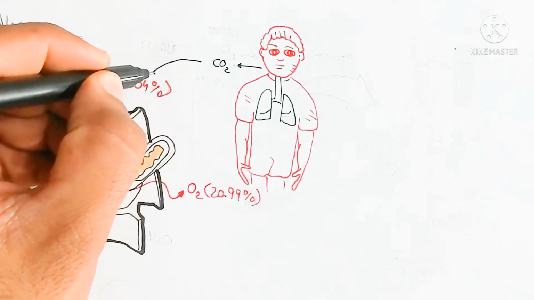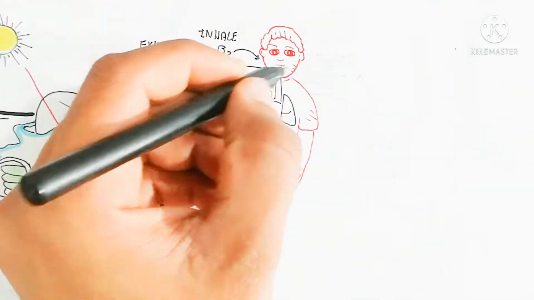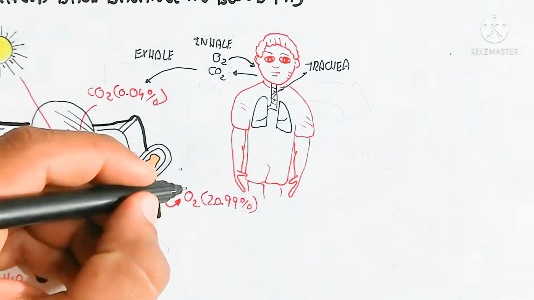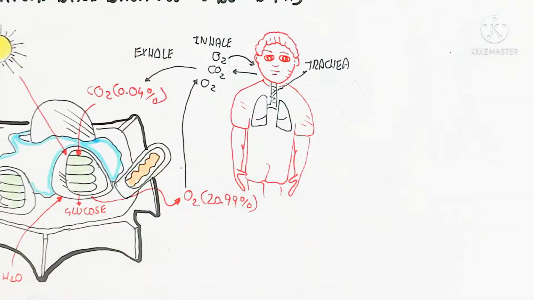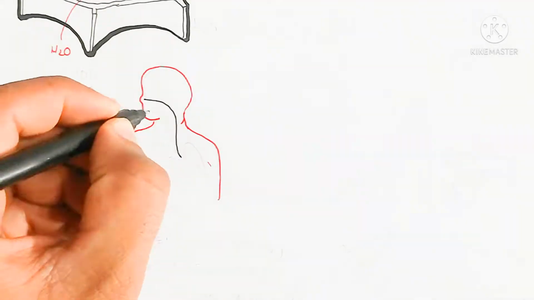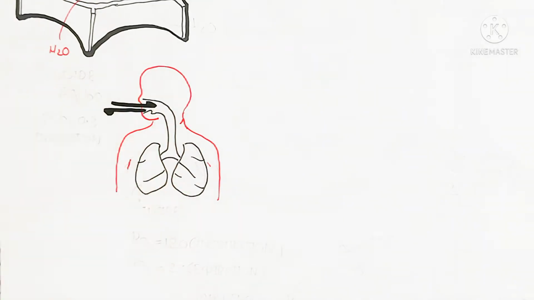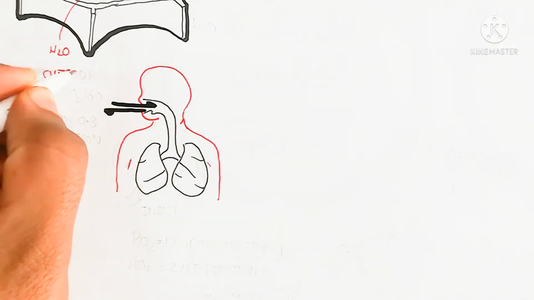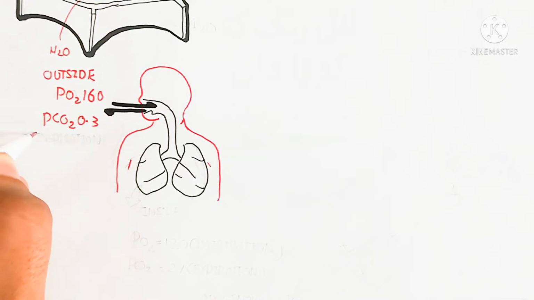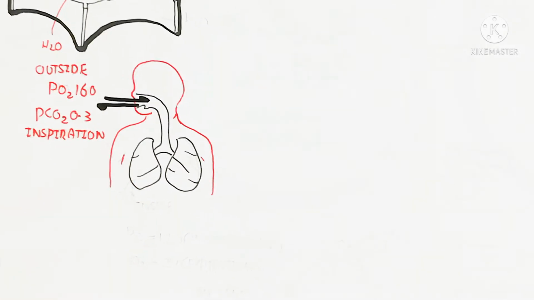So this oxygen will be inhaled, because inside the body the oxygen level continuously decreases, so oxygen will move inside, while the carbon dioxide level increases inside and moves outside. So in the respiratory system, outside the partial pressure of oxygen is 160. When it decreases inside the body, the inspiration will occur.